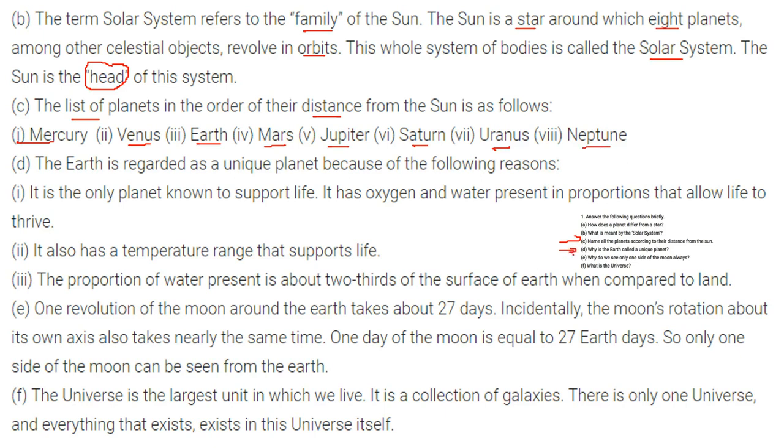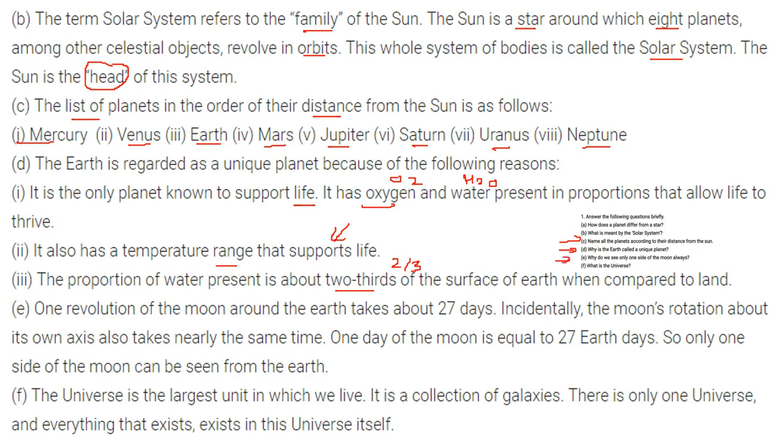Next is, why is the Earth called a unique planet? There are certain reasons. It is the only planet known to support life until now. It has oxygen and water present in proportions that allow life to thrive. It also has a temperature range that again supports life, and the proportion of water present is about two-thirds of the surface of Earth when compared to land.